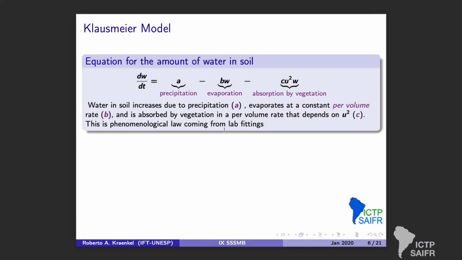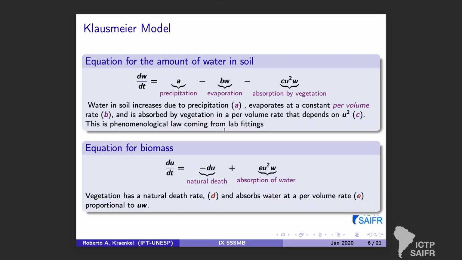But here, it's U squared. And this will make a very big difference. Now, for the biomass, what would you have? Biomass should emerge from this term. This is the consumption of water by biomass, okay? So this somehow should be something like this.